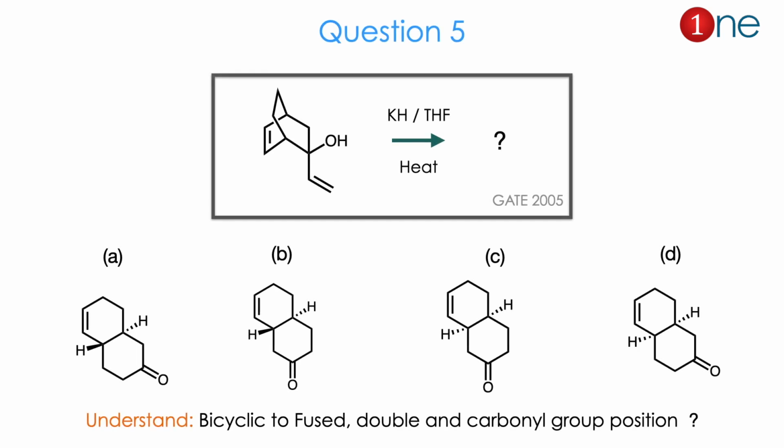Then question number 5. The starting material is a bicyclic system. Inside it has an alkene. You have an alcohol and you have a vinyl group. You are using KH and THF. KH is a strong base. You are using heat. They ask you to find the product.